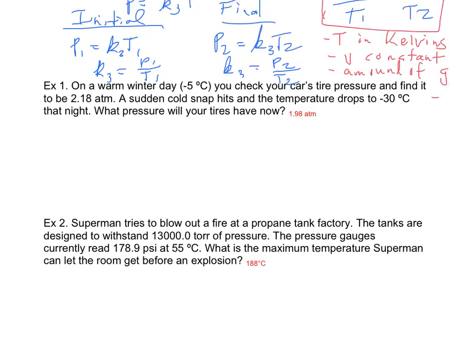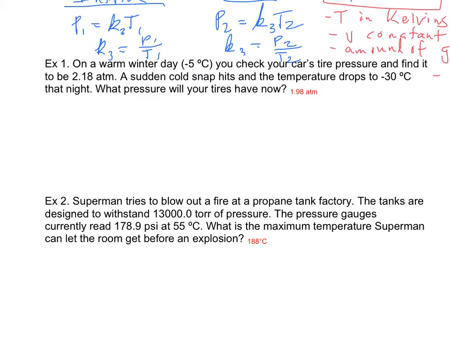Let's try out some math questions using Gay-Lussac's law. On a warm winter day, so -5 degrees, you check your car's tire pressure and find it to be 2.18 atm. That's my initial conditions. -5 degrees converted into Kelvin is 268. I want to know what the final pressure of the tires are when a cold snap hits and the temperature drops to -30 degrees Celsius. That's 243 Kelvin.